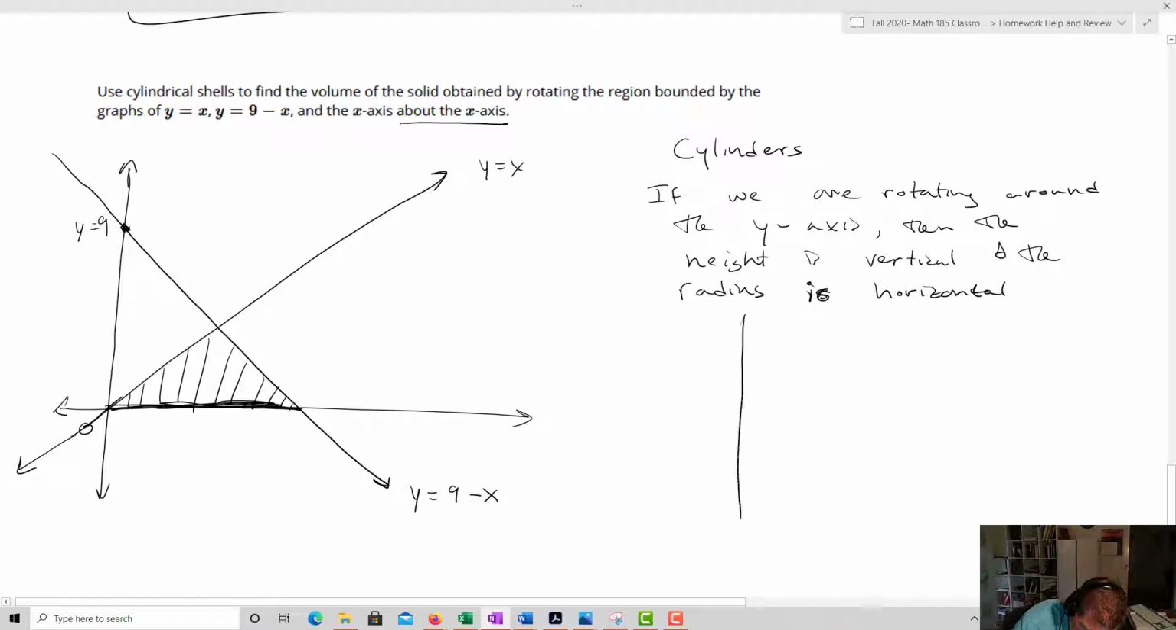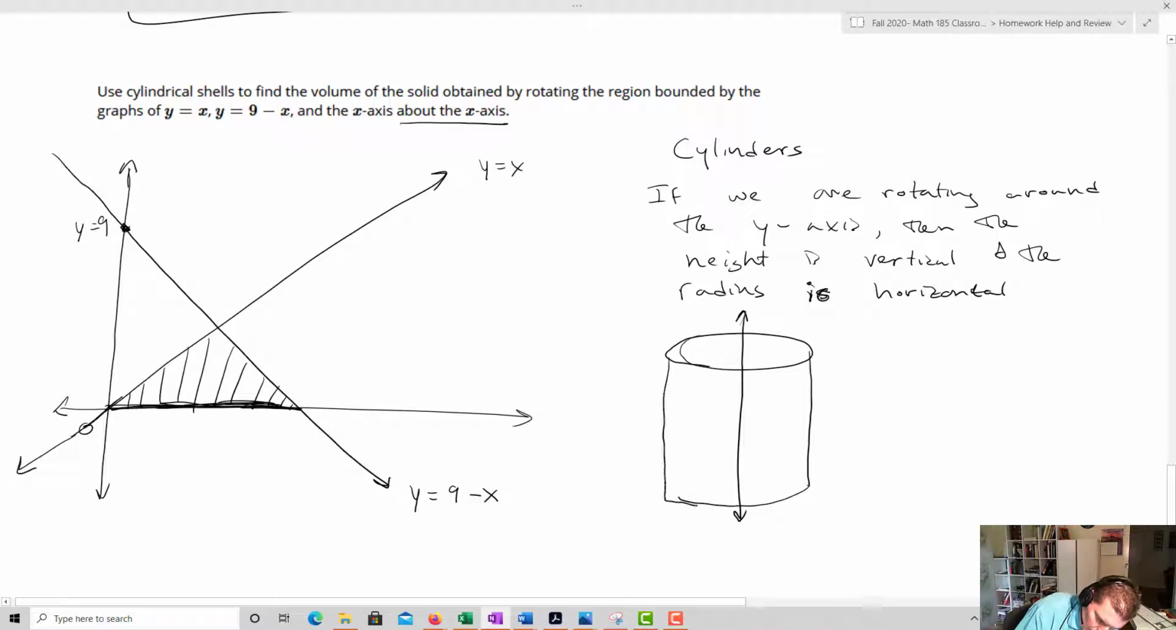So here's our axis of rotation. Say, for example, here's our y-axis of rotation, and we're going to create cylinders by rotating around that axis. If this is the y-axis, then our height is parallel to that axis, and our radius, r, is going to end up being perpendicular.